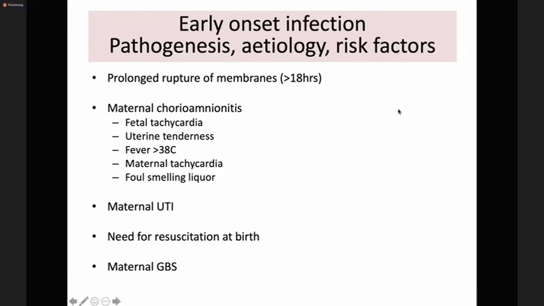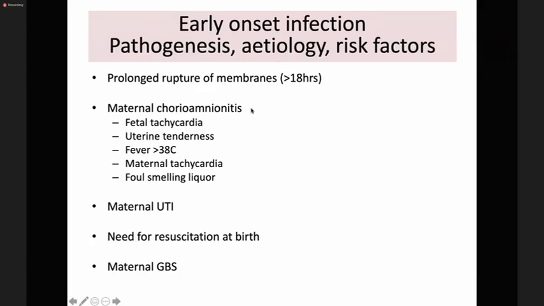So what is the pathogenesis? How does this happen? What are the risk factors? Right? So the baby is in a sterile environment when it's covered by all the membranes. But if those membranes break, the baby is exposed to the outside, right? So prolonged rupture of membranes is a risk factor for infection in the baby.